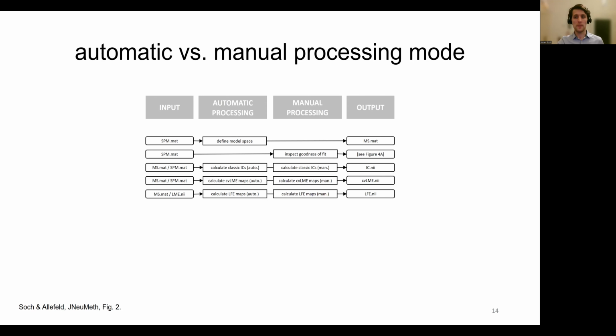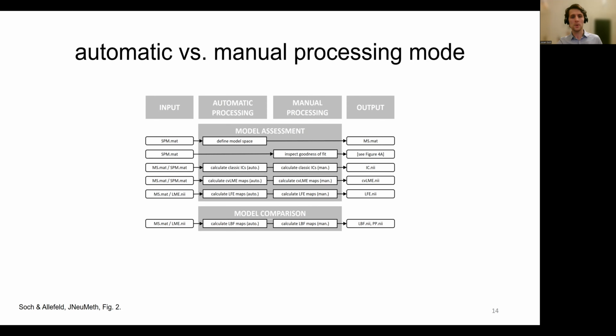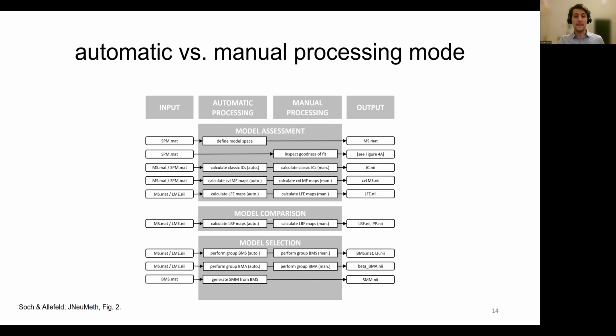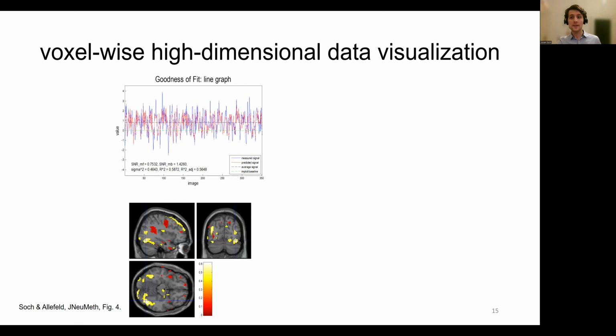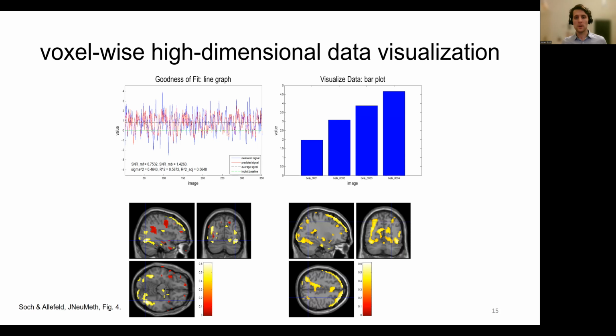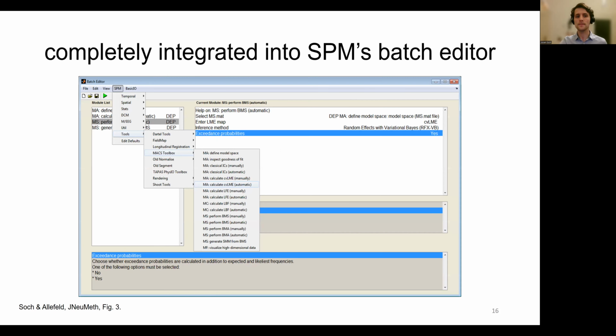Of course, you can also use the manual processing stream. So this structure is implemented for model assessment, model comparison, and model selection. And in addition to this, we have tools for voxel-wise visualization of high-dimensional data. So for example, if you want to have a look at the entire time series of a single model and review its fit to this time series, or if you want to have a look at parameter estimates or several posterior probabilities while browsing through the brain, you can do this using those tools.